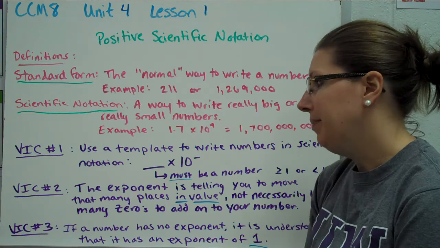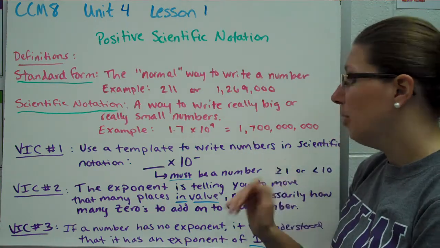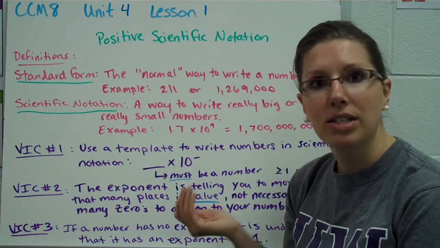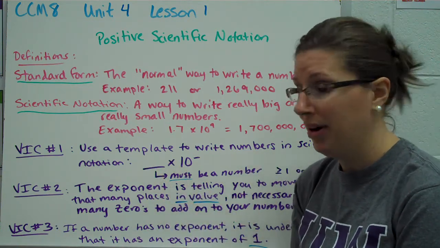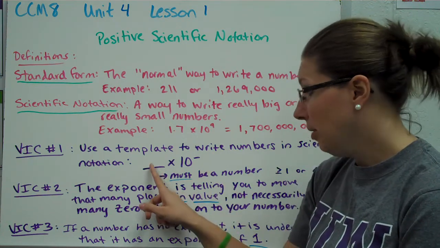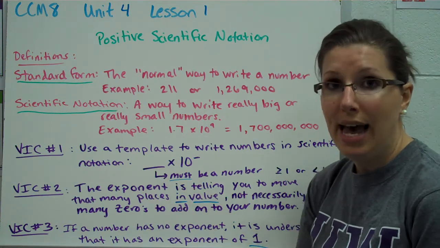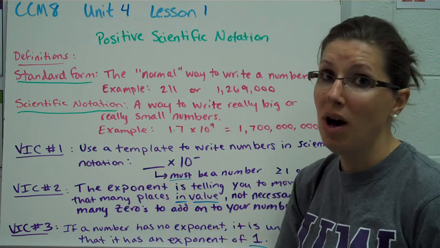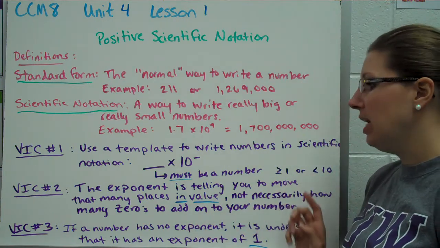Vic number 1. I normally use a template to help me write numbers in scientific notation. Here's the template. Blank times 10 raised to the blank power. So you've got a number. This number here in this first blank must be a number in between 1 and 10. It can be 1, it cannot be 10. So that's what's written here.